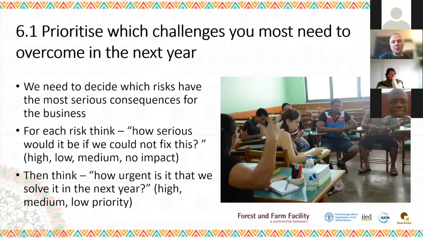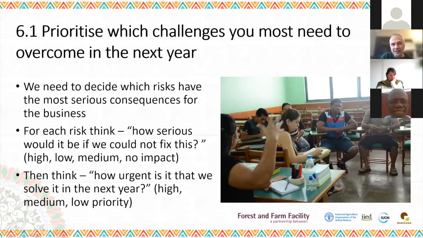And what we're aiming for here is to prioritize how we're going to improve the business in the year ahead, which challenges we most need to fix in the year ahead. So we need to decide which risks have the most serious consequences for the business. So for each risk, you think, how serious would it be if we could not fix this? Very serious, high, medium, low, or no impact. So how serious would the consequences be?